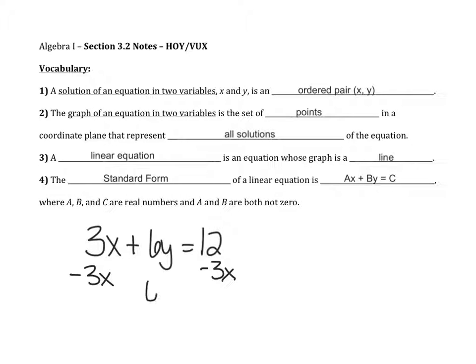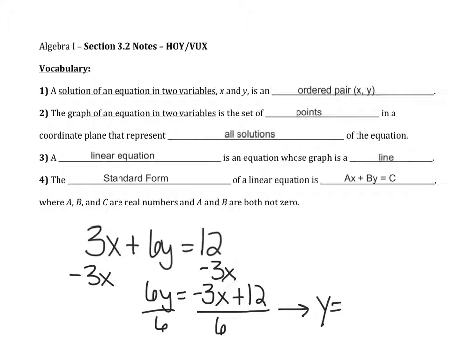So I would end up with 6y equals, and you know I like to put the 3x first, so negative 3x plus 12, and then I would divide both sides by 6. Remember, I have to divide everything by 6. So now my new equation would be y equals negative 3 divided by positive 6, and in lowest terms that would be negative 1/2 x, and then 12 divided by 6 is 2.